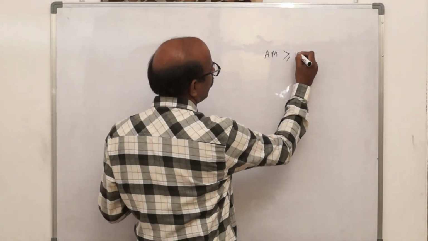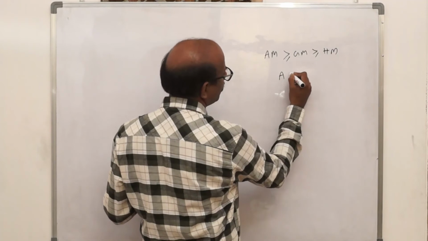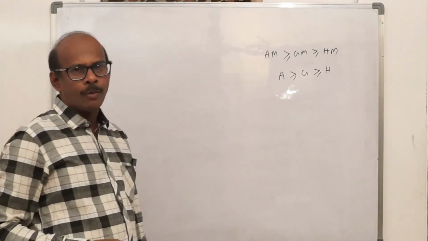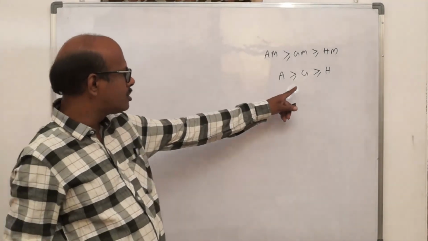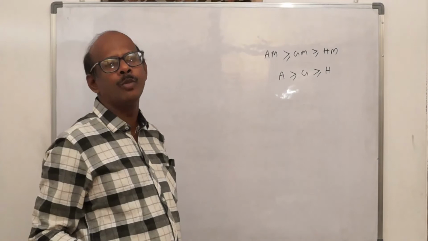So basic formula: AM greater than or equal to GM greater than or equal to HM. AM is A, GM is G, HM is H. Now I am going to give formula, proof of this, and I make use of this formula in many more situations.